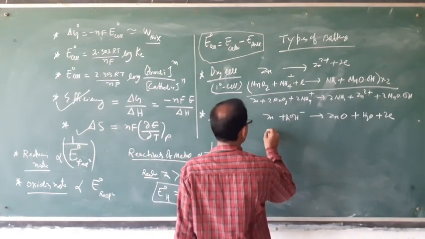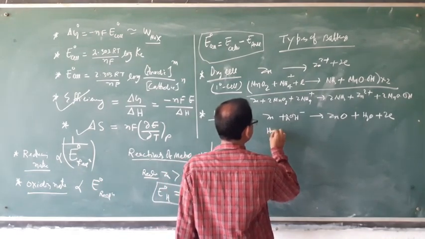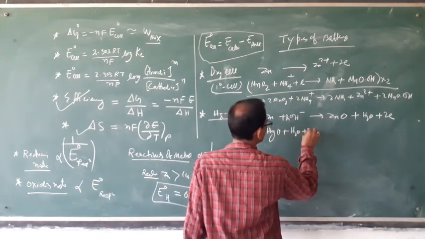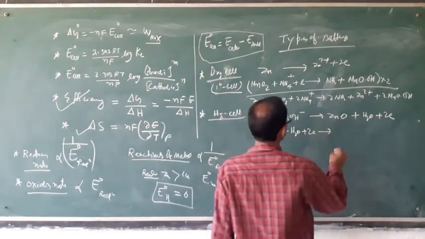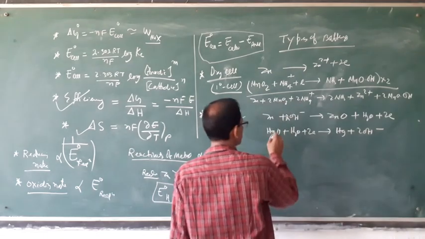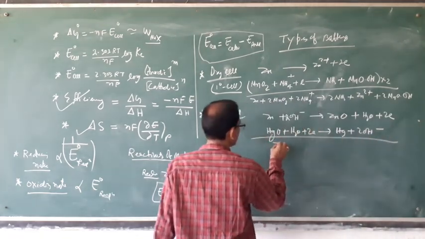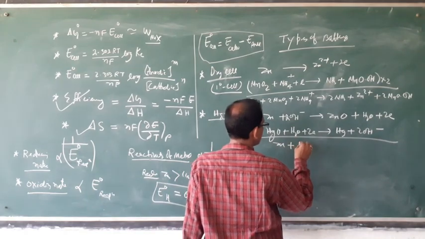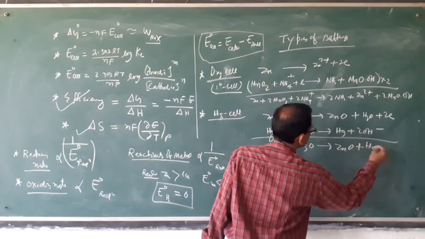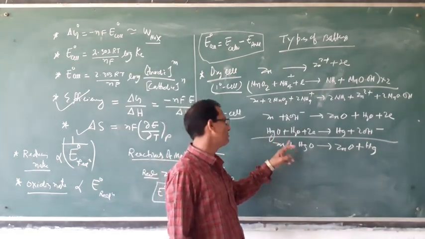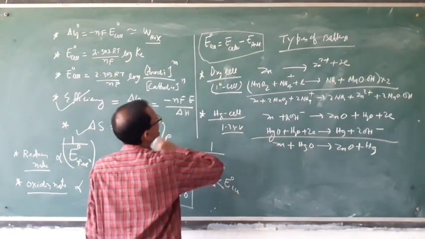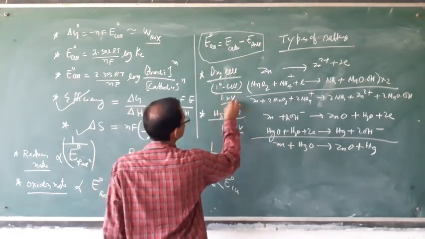The second part is HgO, just the opposite, plus water plus 2 electrons, converts to Hg plus 2OH minus. The result is zinc plus HgO changes to ZnO plus Hg. As no ions are formed, that's why it maintains a constant voltage. How much? 1.35 volt. A dry cell maintains 1.5 volt.